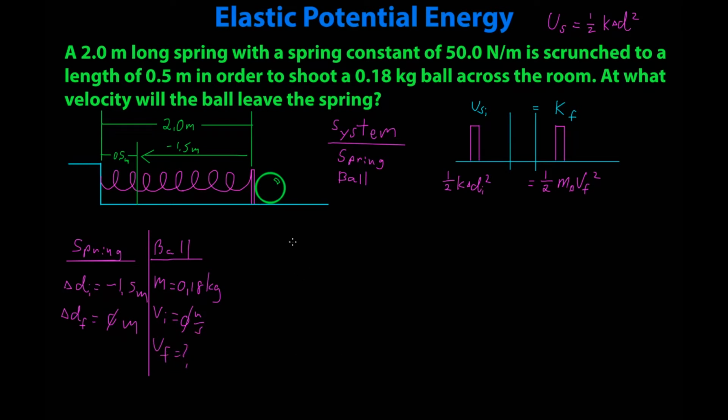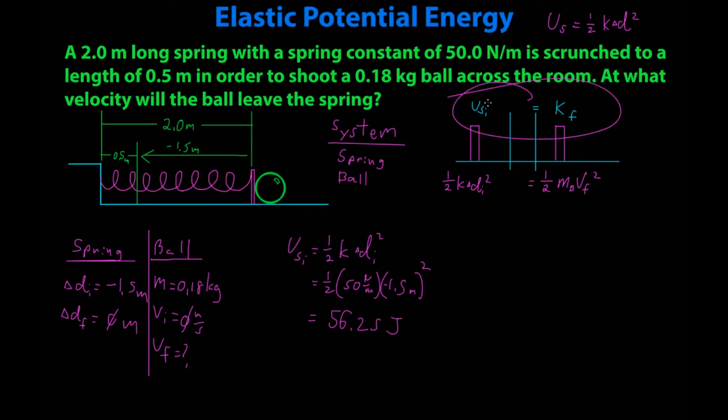Now I'm actually going to solve this using the two parts. Elastic potential energy initial, 1/2 K delta D initial squared, 1/2 times 50 newtons per meter times negative 1.5 meters squared, and of course this negative is going to cancel out when this number is multiplied by itself. Hence, it does not matter if you stretch or scrunch a spring, you are storing energy in it either way. I do this and I get a value of 56.25 joules.